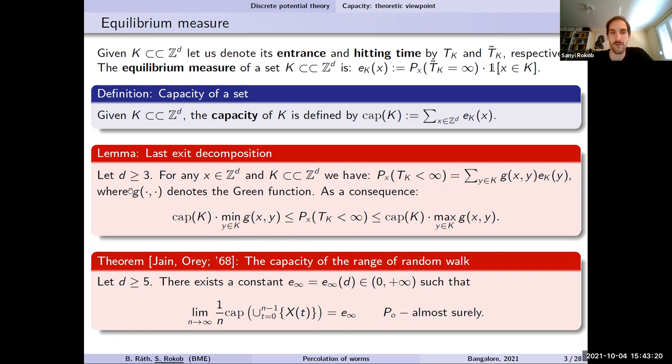By the way, this Green function, I hope everyone knows, just says that the Green function at the two vertices X and Y is the expected number of times you visit Y when we start the random walk at X. And you can also prove that in dimension greater than or equal to 3, the Green function is approximately the distance between the two vertices to the power of 2 minus d. So to be honest, this expression does not really depend on the Green function itself. It's just the capacity and the distance of the two vertices.